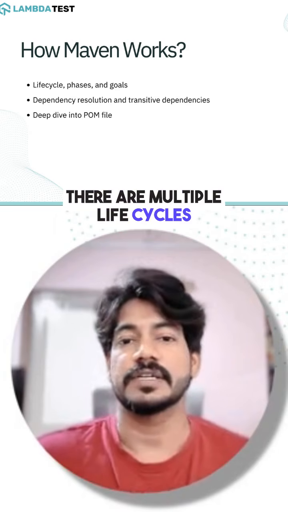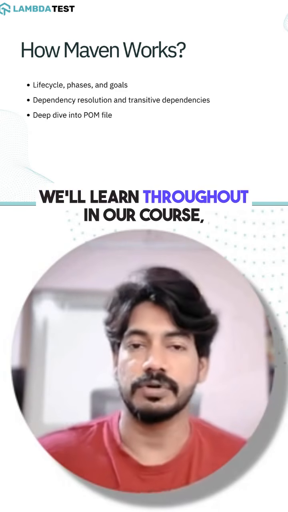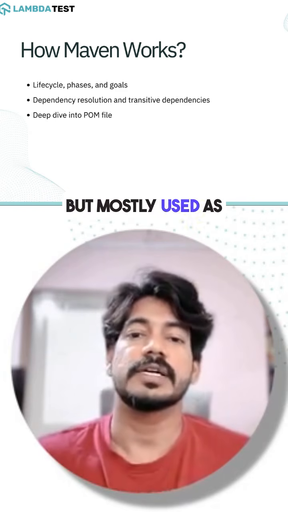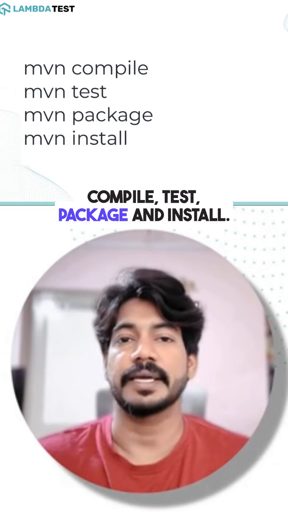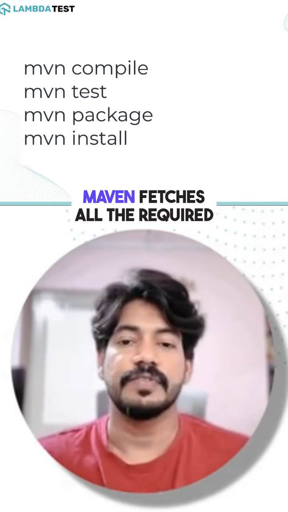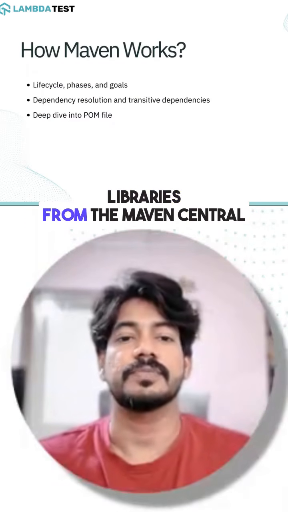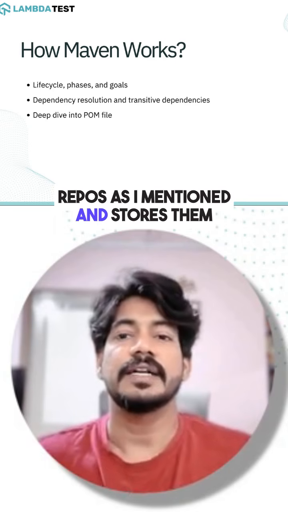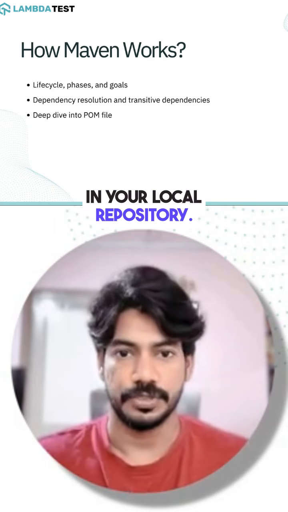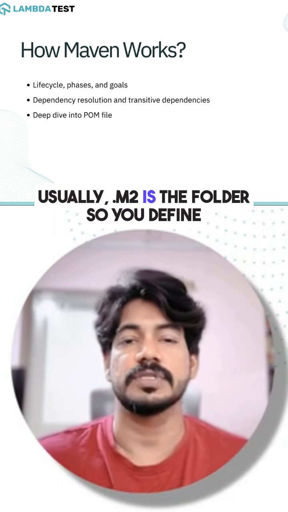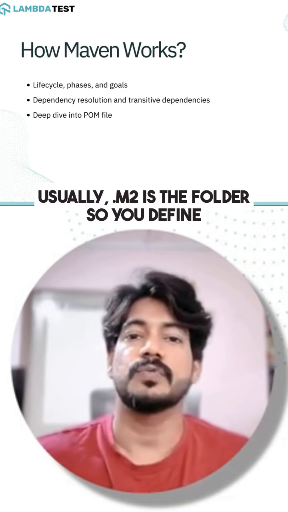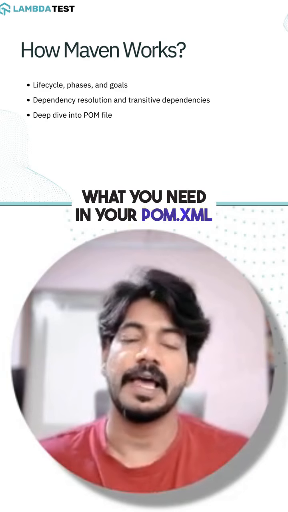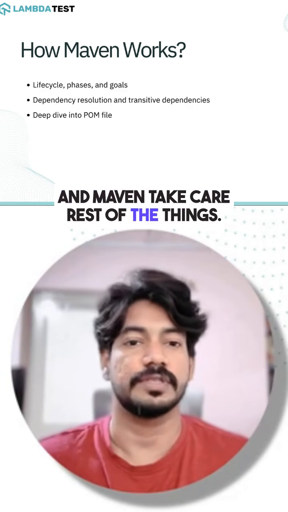There are multiple life cycles we'll learn throughout our course, but mostly used are compile, test, package, and install. Maven fetches all the required libraries from the Maven central repository or other custom repos, as I mentioned, and stores them in your local repository. Usually .m2 is the folder. So you define what you need in your pom.xml and Maven takes care of the rest of the things.